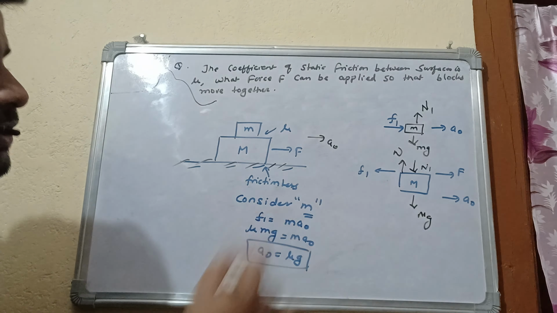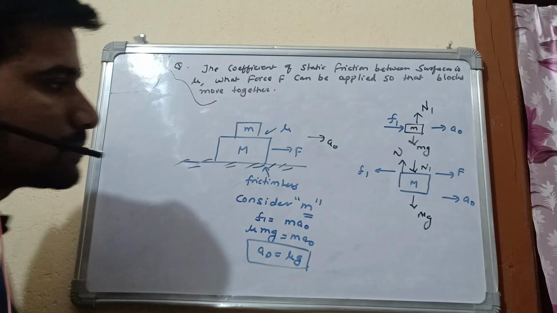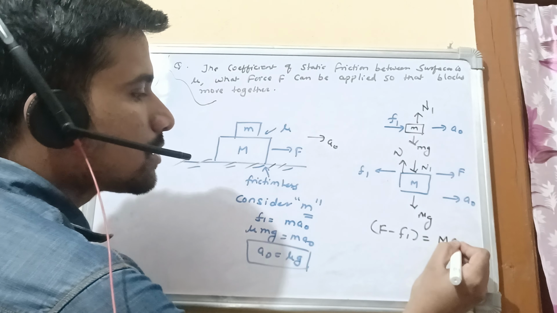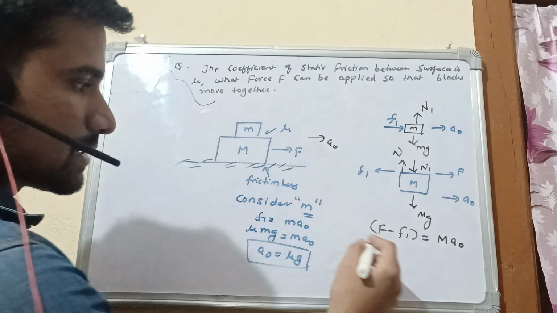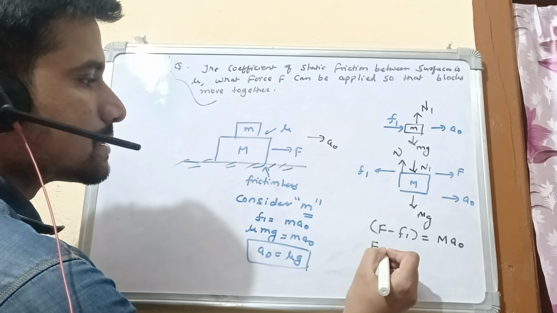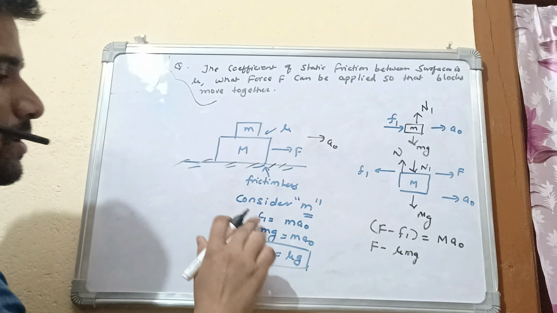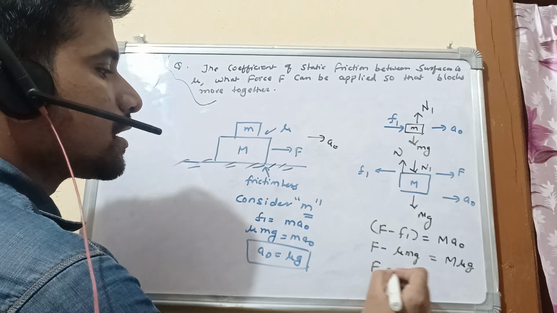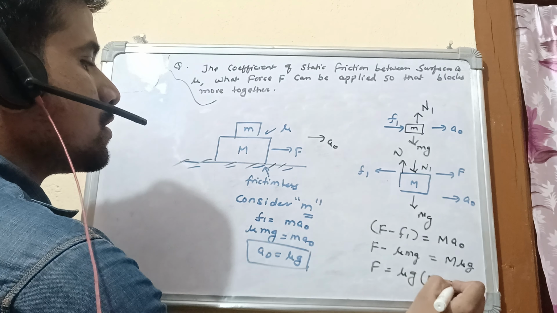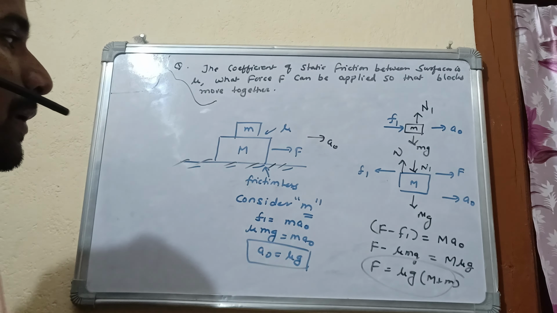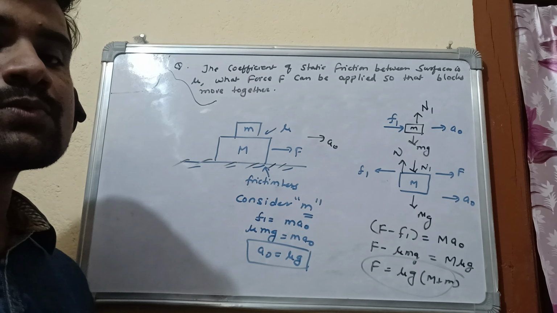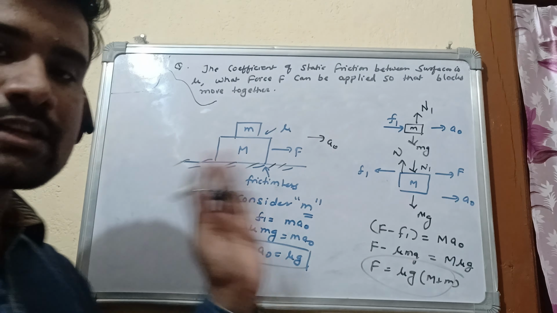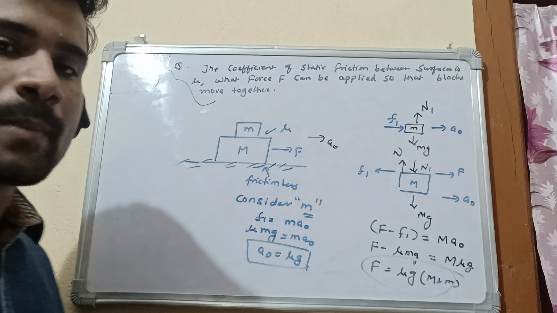Now placing this value for capital M, we can easily find the value of F. Here F minus F1 is the resultant force, and this is equal to M a naught, where a naught is the net acceleration. So F minus mu times mg, since friction is again the same, equals M times mu g. So F is nothing but mu g times (M plus m). This is the maximum value of force you can apply on the capital M block so that these two blocks move together. If the force exceeds this, there is a chance that they won't move together and there will be slipping somewhere.